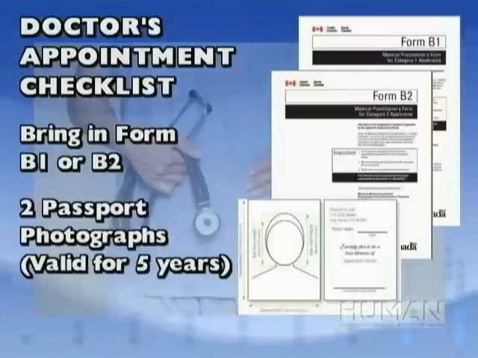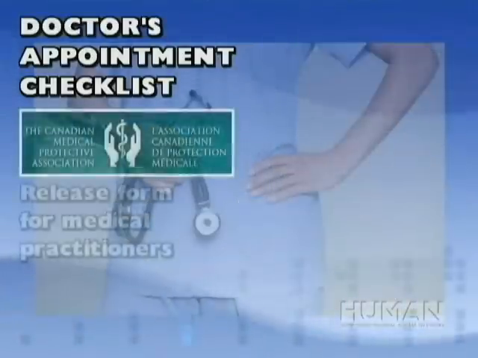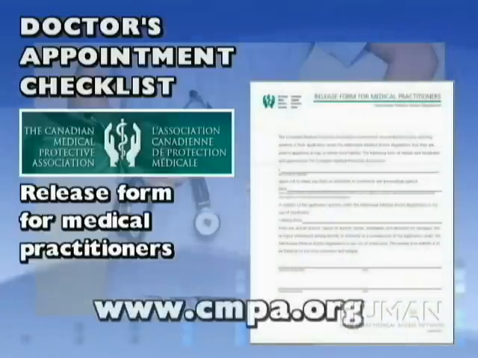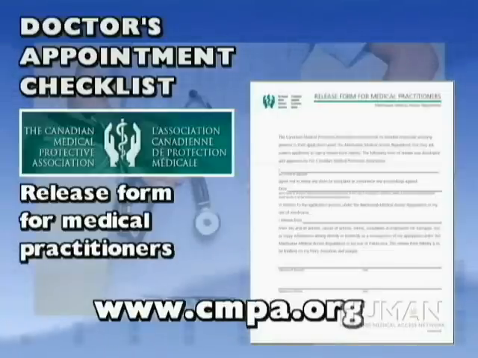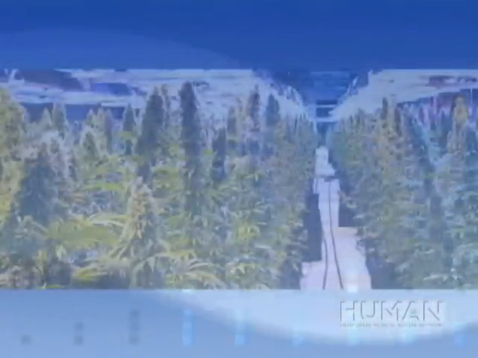Bring in the Canadian Medical Association's release form for medical practitioners, available at www.cmpa.org. Search for release form for medical practitioners. This form may help reduce your doctor's concerns about liability issues and get your doctor's support for your application. You will need to decide on how to obtain your cannabis. You have 3 legal options.